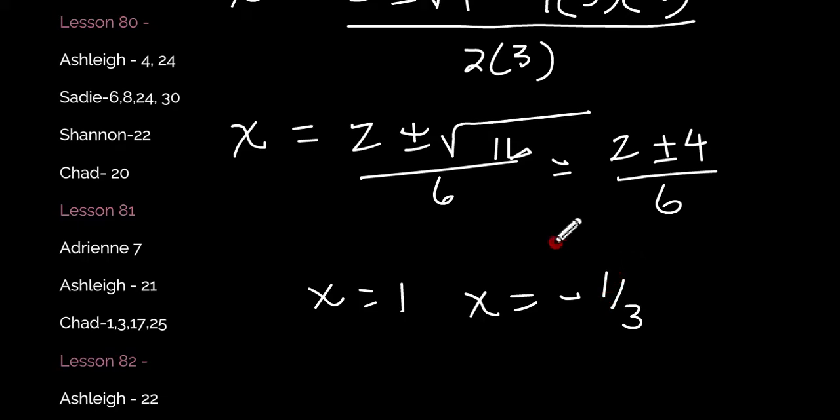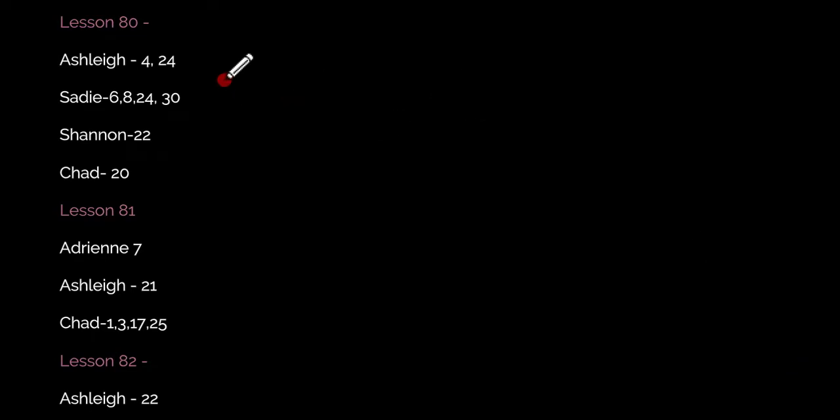Okay, the last one is number 23. Alrighty, so 23 is a triangle. You're supposed to use similar triangles to find A and B. Actually, I forgot Chad's number 20. Did you just sneak that in there, Chad? Missed that one. All right.